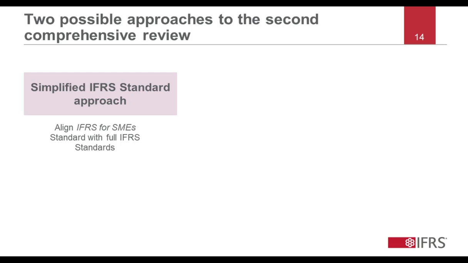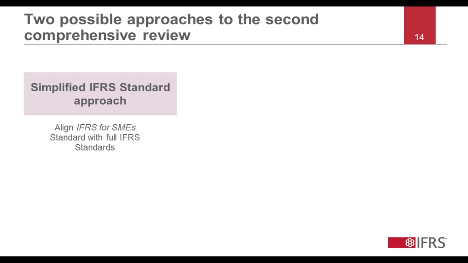As we started thinking about strategy, we conceptualized in our own minds that there were two possible approaches that we could take to the second comprehensive review. Both of the approaches had and have merit. Both of them have certain shortfalls that we need to consider. The first approach, the one that you see on your screen now, would look at full IFRS as a starting point. Essentially, this is a mini-me approach, if you like, to IFRS for SMEs.